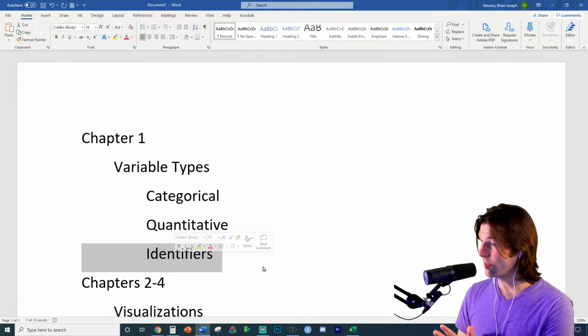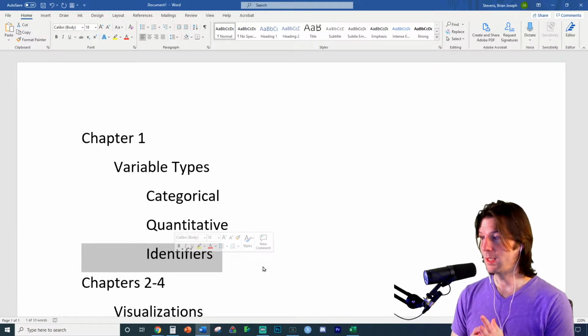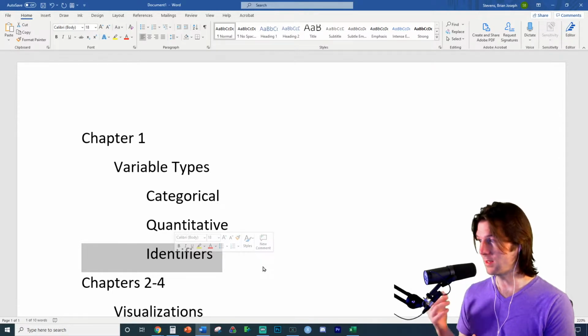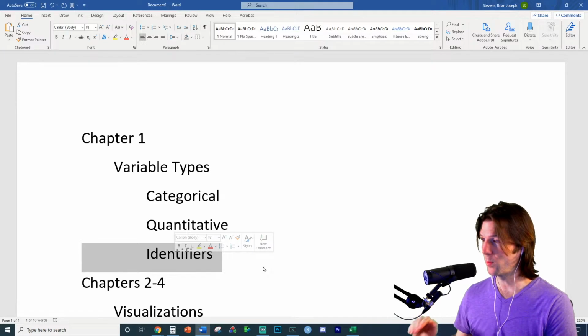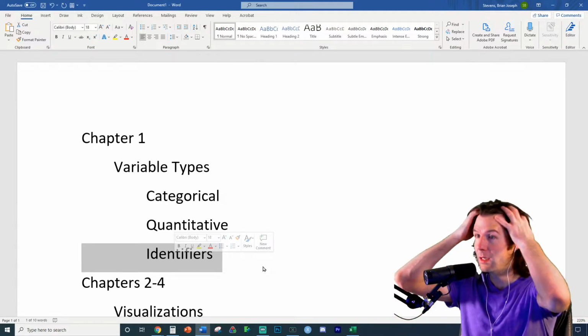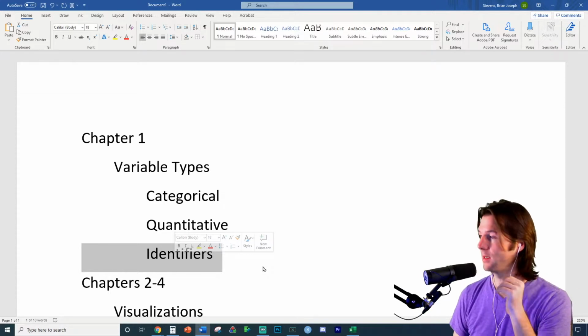I hope I haven't confused anybody, but identifiers, whenever you have a data set, are going to be unique for every observation. You just have to look at it and say, is this the identifier for the data set? Because it can never, ever repeat. And that's probably the biggest key. If you look at a column and you see something repeat, it's not an identifier, it can't be an identifier.